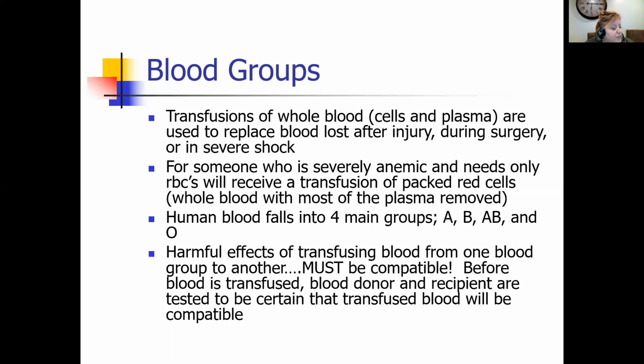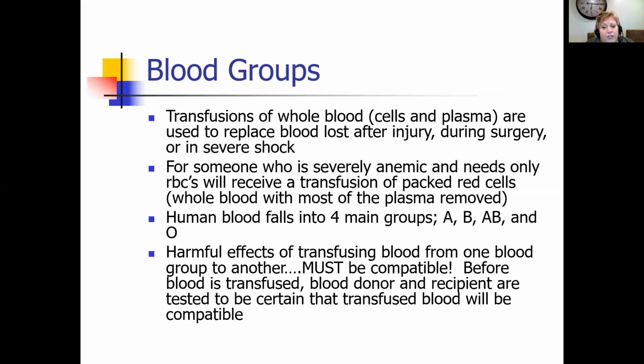If you look on page 510, they have the blood types listed along with the percentage of people in our society with that blood type. Type A represents 41% of the population. Type B represents 10%. Type AB, which is kind of rare, is only 4%. And type O is 45%.